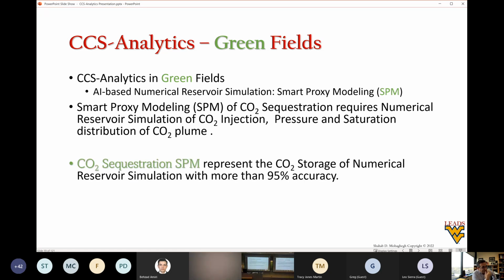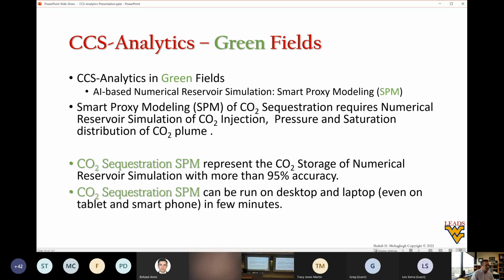So CO2 sequestration, SPM, smart proxy modeling, that represents the CO2 storage of numerical reservoir simulation with more than 95% accuracy. I will show it to you. And it can be run on your desktop, not necessarily on HPC with a lot of computer accessibility, but it can be done on your laptop.